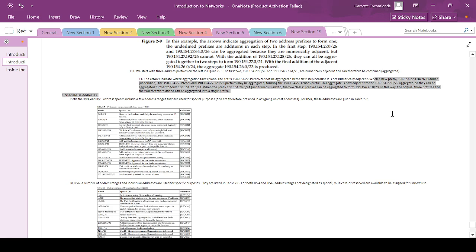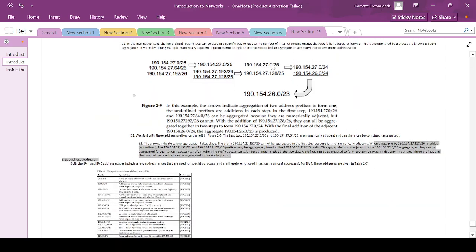When a new prefix 190.154.27.128/26 is added, and 190.154.27.192/26, the two /26 prefixes may be aggregated, forming 190.154.27.128/25. So basically, just look at the graph, guys. This is how it is aggregated.